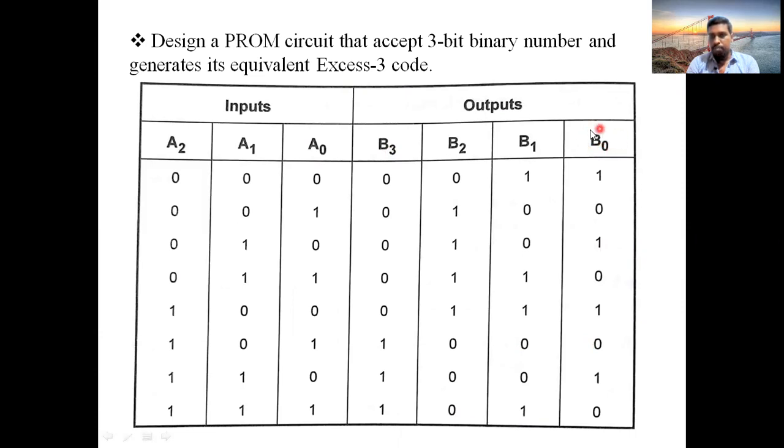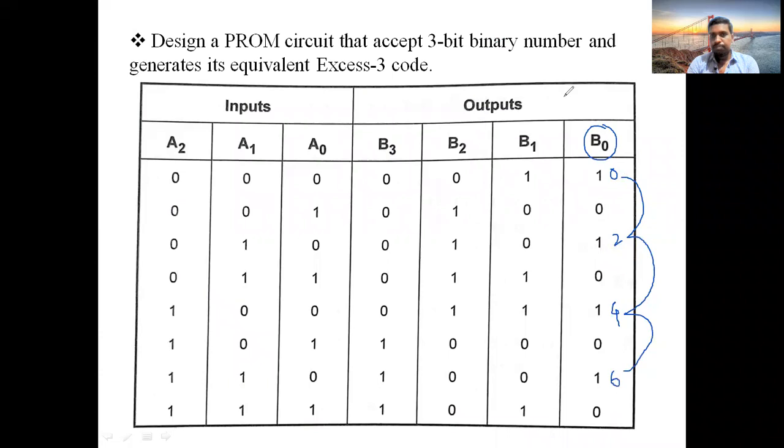Now in B0, which combinations have 1? This is the 0th combination, this is the 2nd combination, this is the 4th combination and 6th. So 0, 2, 4, 6 are the output lines representing 1. So for the OR gate of B0, you should connect only 0, 2, 4, 6 to the OR gate.